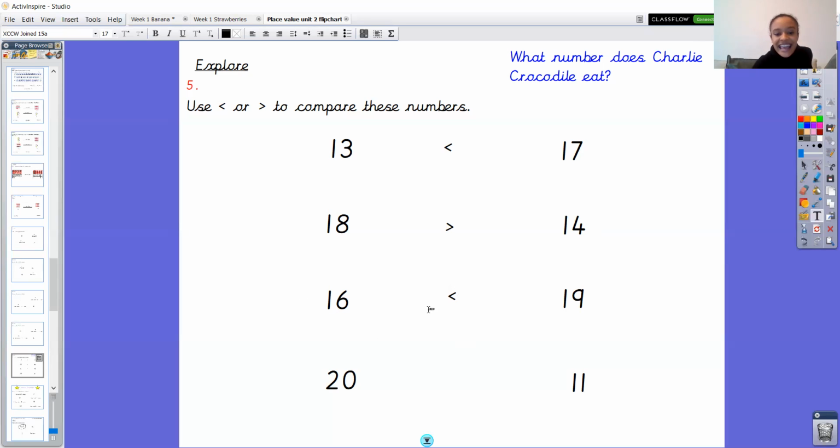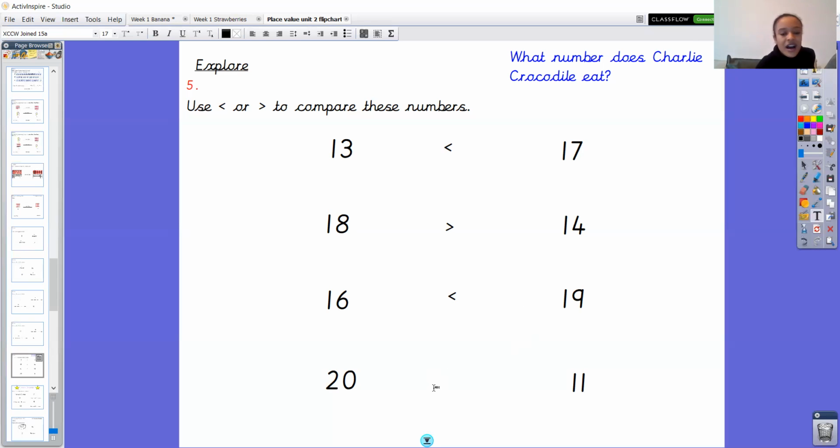Brilliant. 16 is less than 19. It's a smaller number, so 16 is less than 19. When you've got the small section first, it's going to be less than. And when you've got the big section first, it's going to be more than.